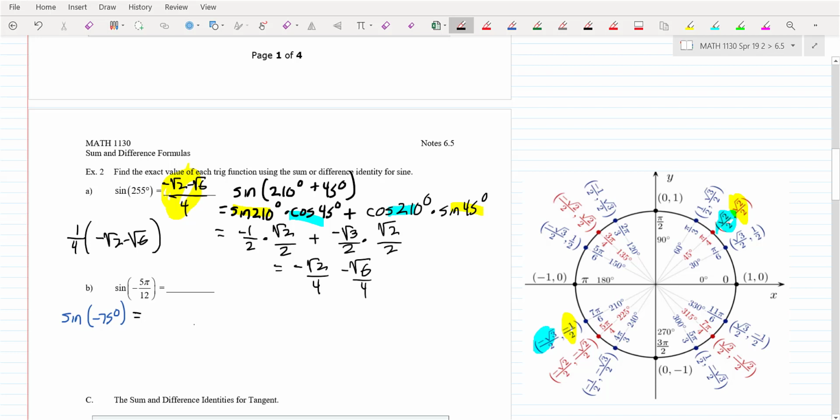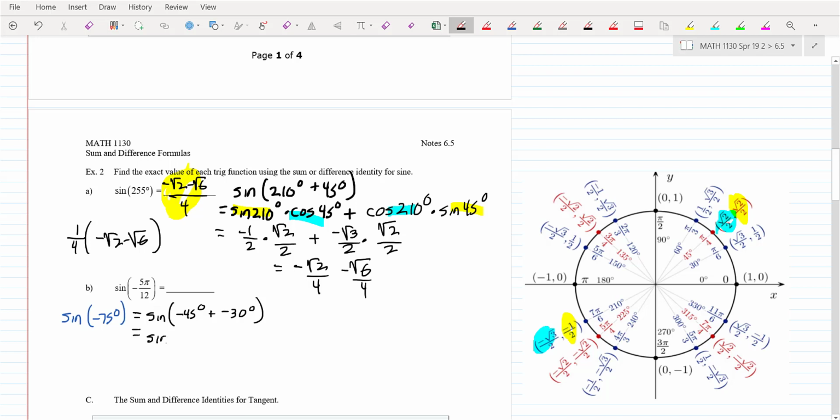Let's see, is there another way to do that with a difference? I'm just thinking about that. Probably not. Okay, let's just go sine of negative 45 degrees plus negative 30 degrees like that. Okay, just whatever you find. And then again, the identity is going to go like this.